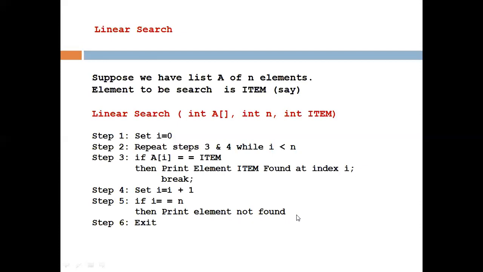So in this way, in linear search, comparison happens from the 0th element to the last element. If the comparison matches anywhere with the item we want to search, then it will be announced that item found at index i. Otherwise, after the break of this loop, it will be checked that i is equal to n, then element not found.